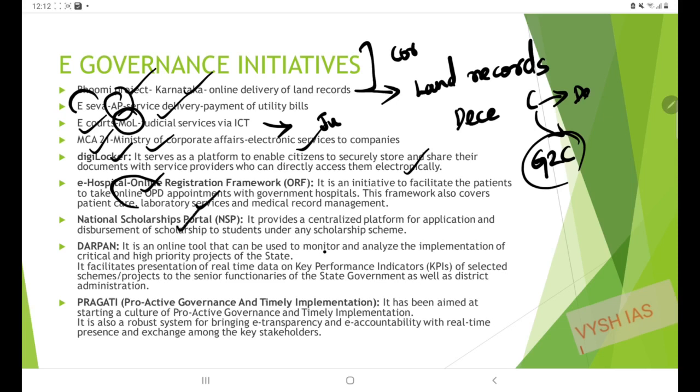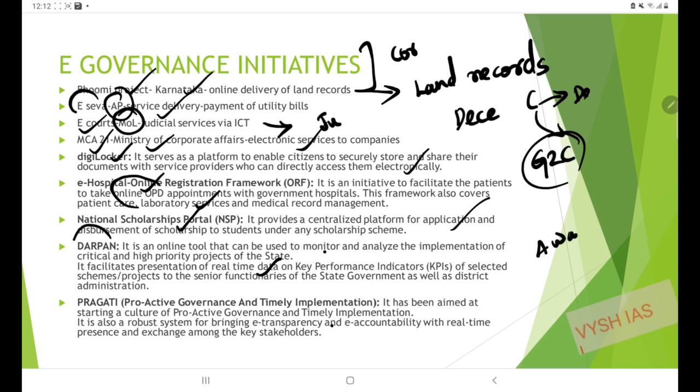Then National Scholarships Portal. So this is for application. So if we need any scholarship, we can apply through this portal. Then Darpan initiative. Darpan is used to analyze the key projects of the state. Okay, so this is the presentation. This is like an analytical model wherein you can see some key performance indicators. Okay, so this is like awareness and information dispersal.